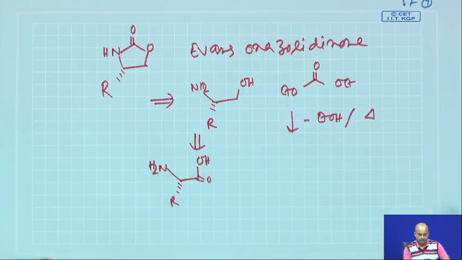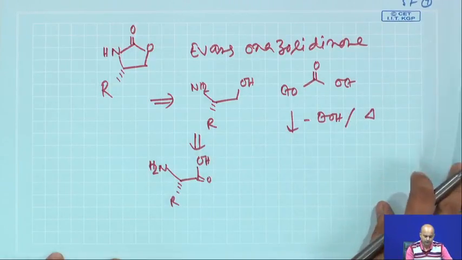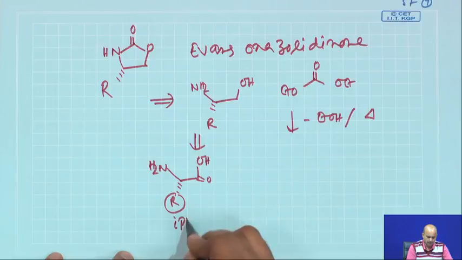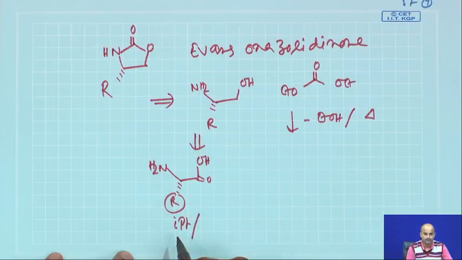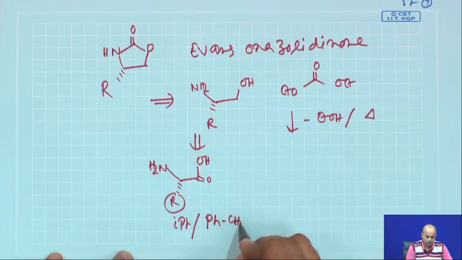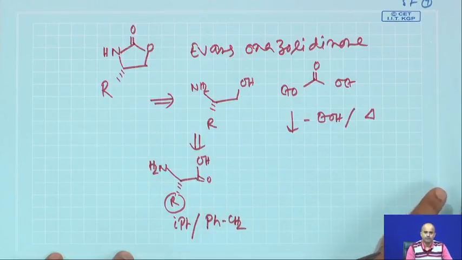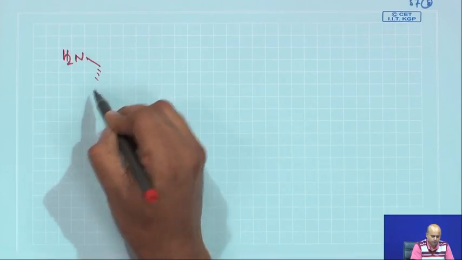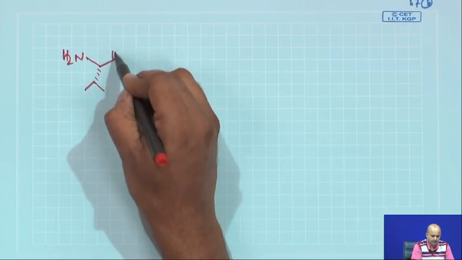Now, once the oxazolidinone is made, this R group should be a little bit bulky. So, normally you prefer isopropyl, which means the amino acid valine, or PhCH2, which is phenylalanine. These compounds are commercially available. Now, how do you do the synthesis? Let us first make this oxazolidinone. So, first we take this valine.